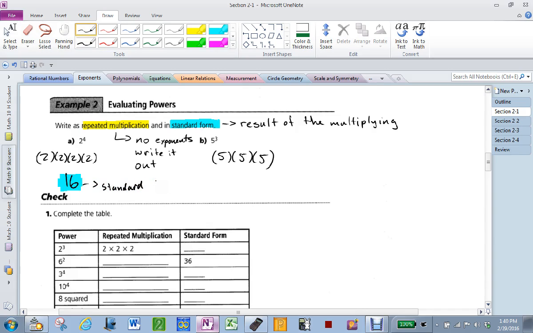Cool? Okay, what's this? What's 5 times 5? 25. What's 25 times 5? 125. And that is my standard form there. Is everybody cool? All right, now, if you have your calculator handy, please get it out.